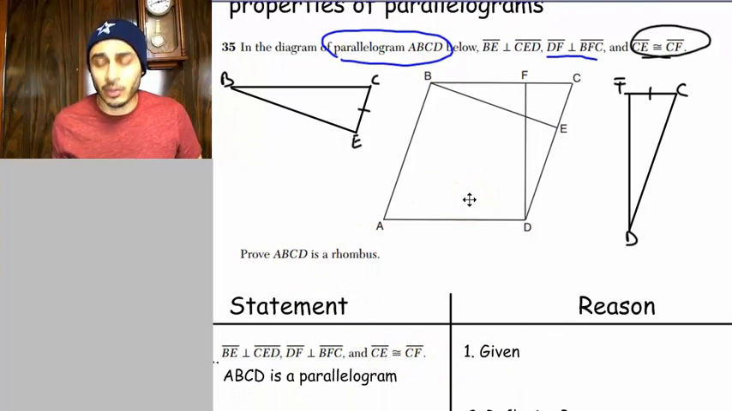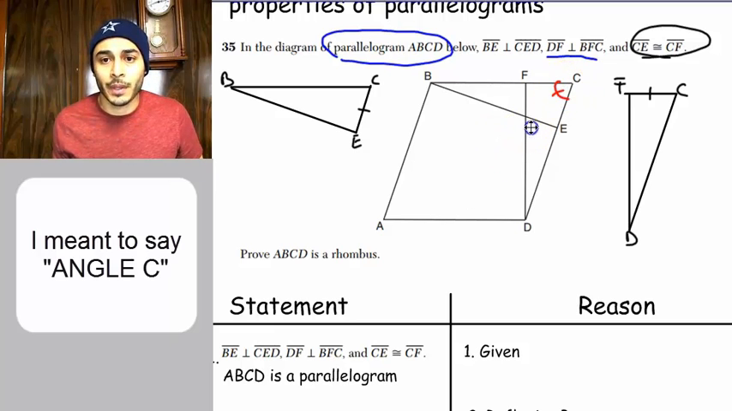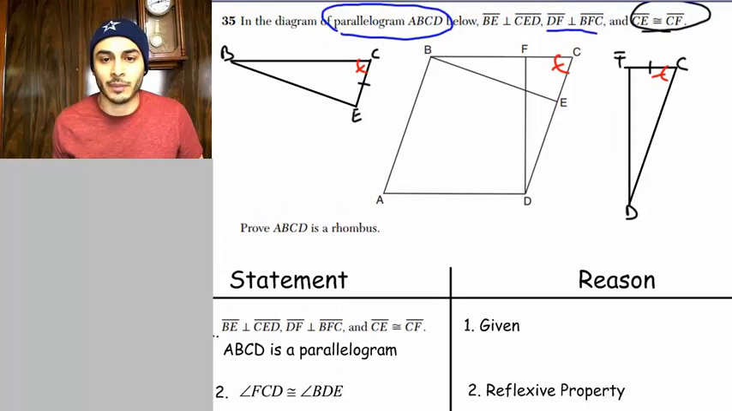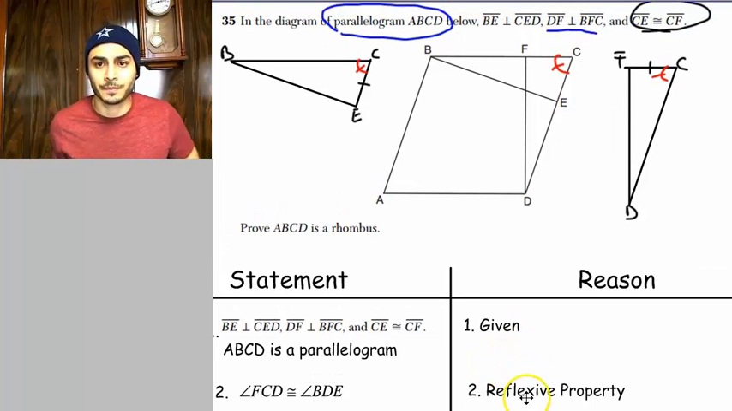And then check this out. You see this angle C over here? This one's being shared by both of the triangles. So then I know that this angle BCE is congruent to angle FCD. And then I wrote that right here, right? And that's because of the reflexive property.